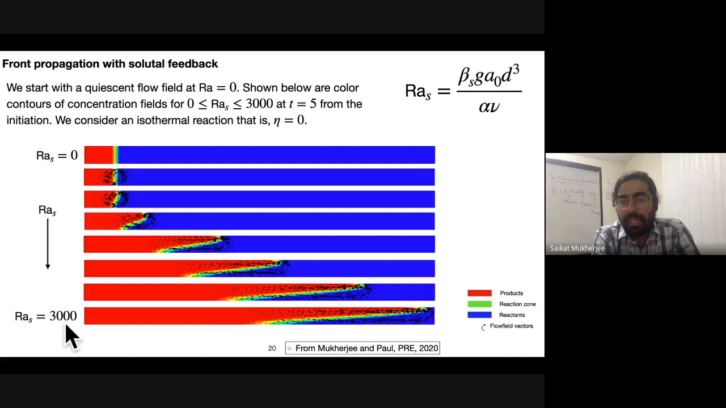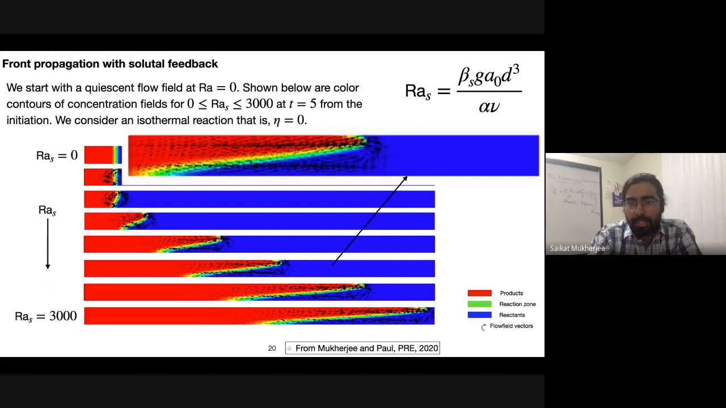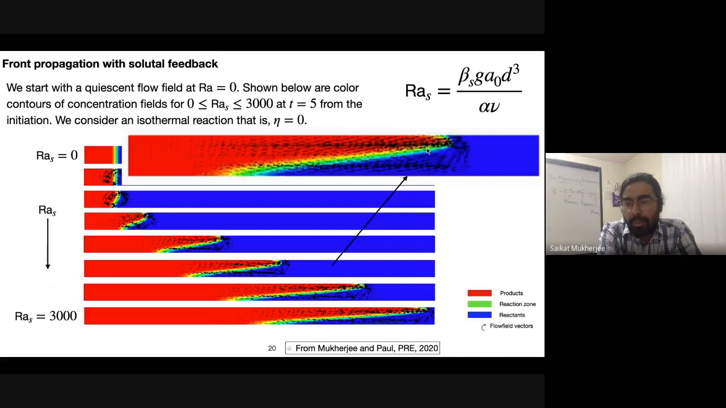I can show you a movie real quick of this simulation where, as the front propagates, you can see that it's driving in fluid, where the fluid is a self-organized fluid roll, which propagates with the front. The flow field vectors are shown by the vector arrows here, and the colors are red products, blue reactants, and green front, which is consistent throughout the rest of the talk as well.